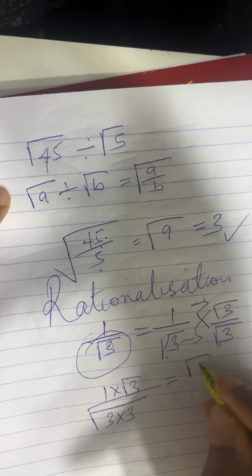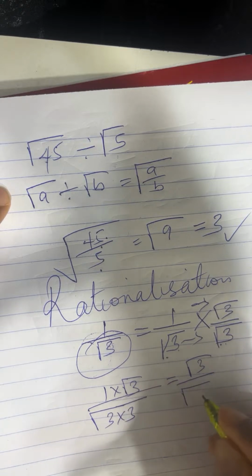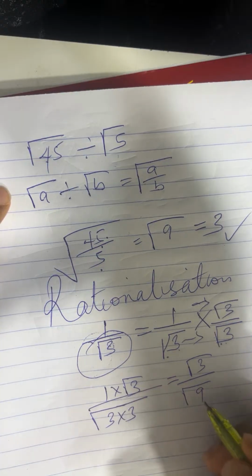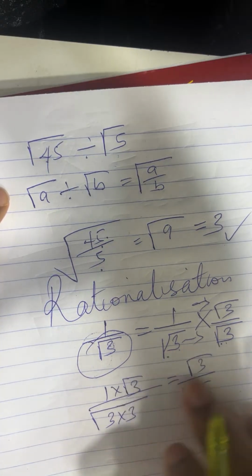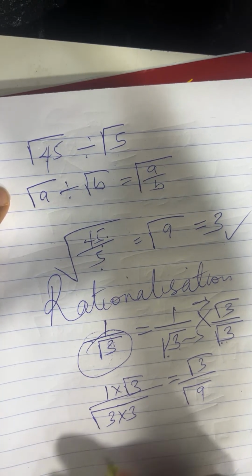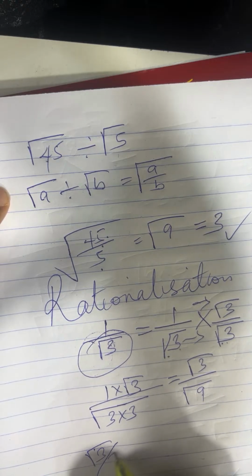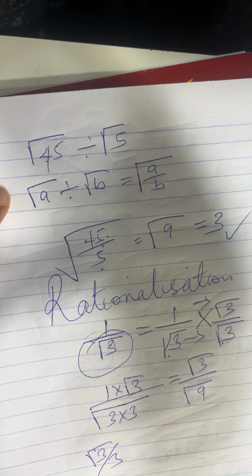This becomes root 3. Then 3 times 3 is root 9. Okay? So here you just have to do square root of 9 is 3. So it's very simple that your answer will simply be root 3 over 3. Okay? That's the simple answer.